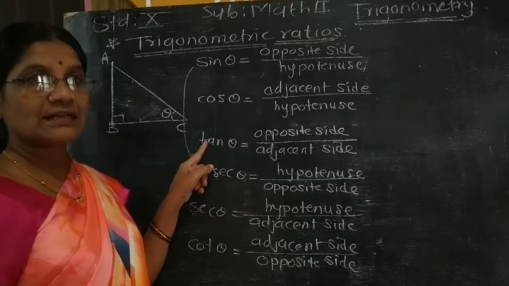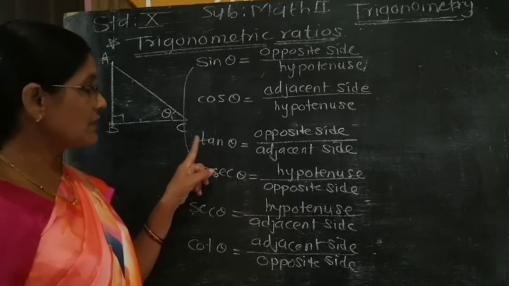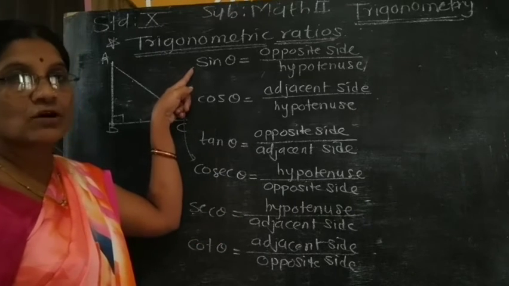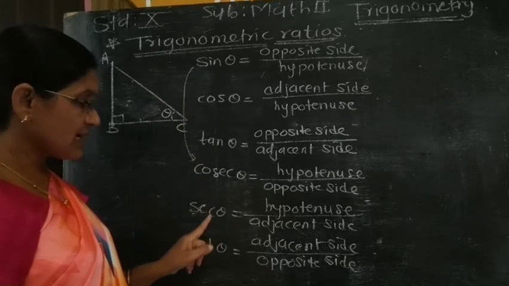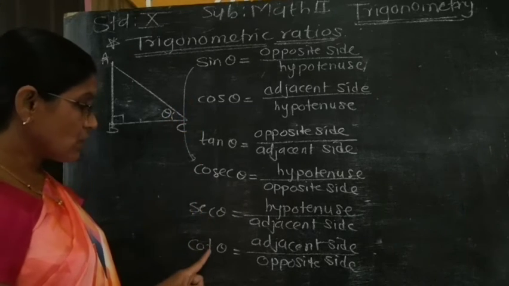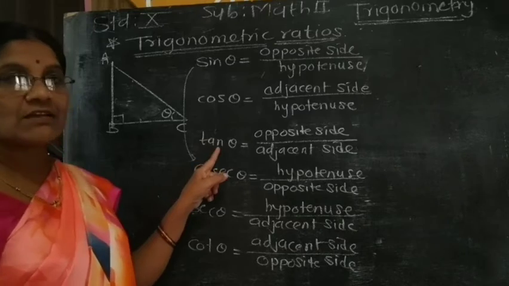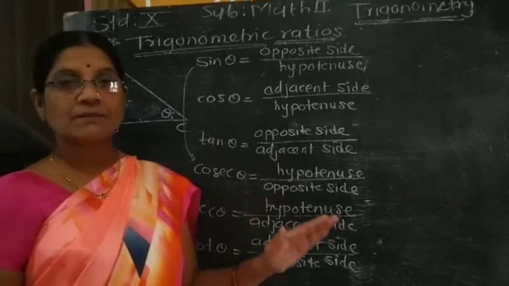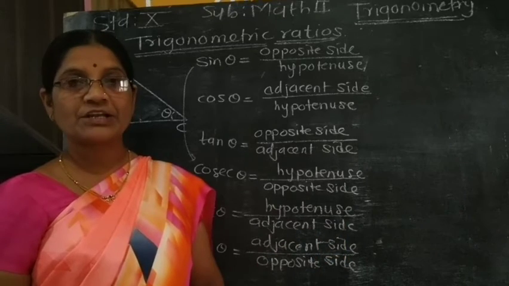See here, again I am repeating: cosec theta is the multiplicative inverse of sin theta. Sec theta is the multiplicative inverse of cos theta. Cot theta is the multiplicative inverse of tan theta. Means up to this we have learned the definitions of trigonometric ratios.